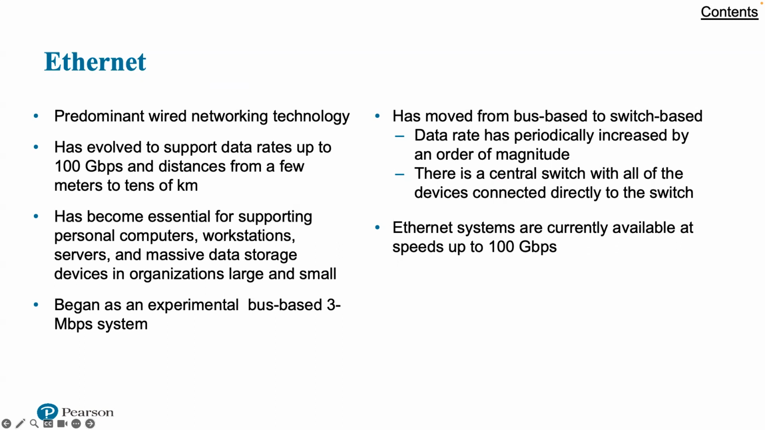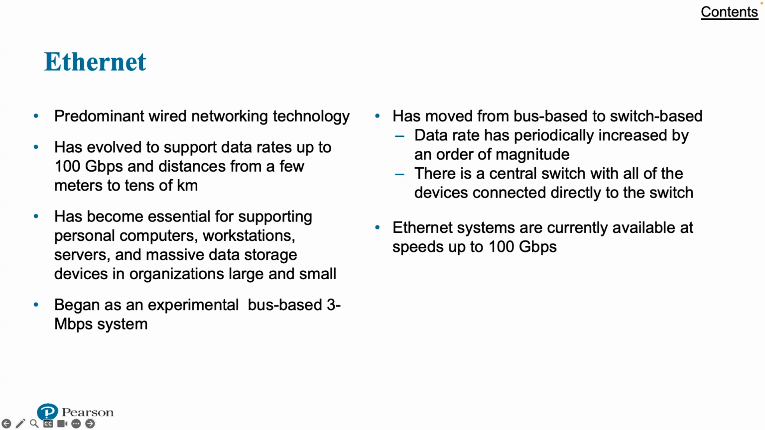organizations large and small. Ethernet began as an experimental bus-based system at 3 megabits per second. All of the attached devices, such as PCs, connect to a common coaxial cable, much like residential cable TV systems. The first commercially available Ethernet and its first version of IEEE 802.3 were bus-based systems operating at 10 megabits per second.